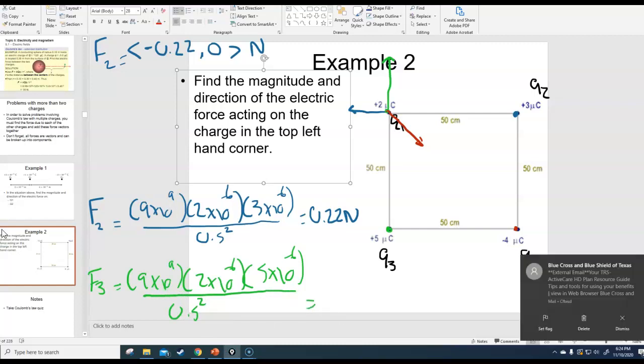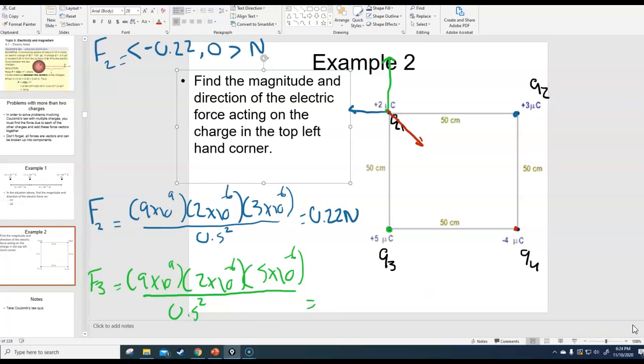And so again, I'm going to go to my calculator. That's going to be 9 times 10 to the 9 times 2 times 10 to the negative 6 times 5 times 10 to the negative 6 divided by 0.5 squared. And I get 0.36 newtons. And that's just the magnitude of that force, because if you look at the FBD I drew, we can see the direction is clearly in the positive y direction. So for this blue arrow on my FBD, my electrical force, the x component is 0, and the y component is 0.36 newtons.